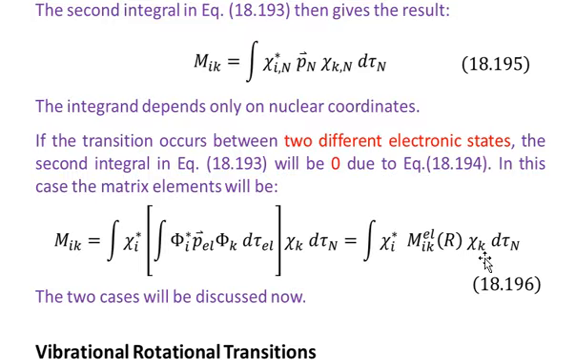Now you see that in the first case, when we are considering the transition between the same electronic state, then we get Mik equal to equation number 195. But when we are considering the transition between two different electronic states, then of course Mik is given by equation number 196. Now these two cases will be discussed now.